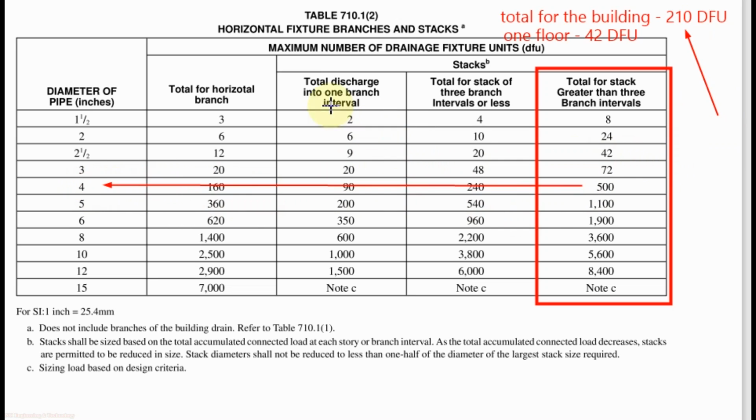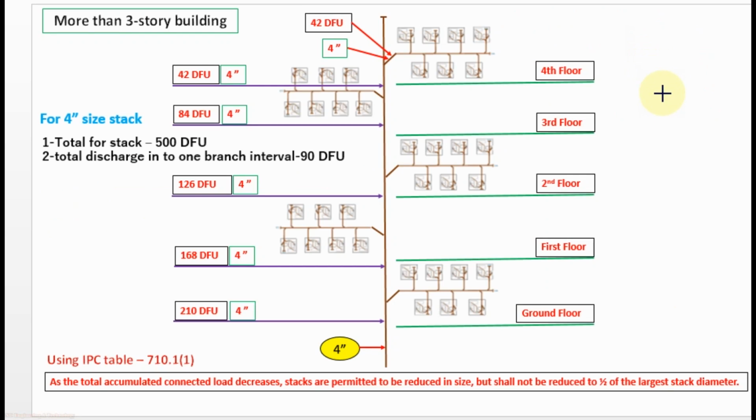Then we will check the total discharge into one branch interval. From here you can see for 4-inch pipe size the maximum drainage fixture unit value is 90 for one branch, and for our building we have only 42. As 42 is less than 90, we will select the 4-inch pipe size as the stack for this building. So in this way, for this building having 5 floors and 42 drainage fixture units for one floor and a total of 210, we will select the stack size 4 inch.